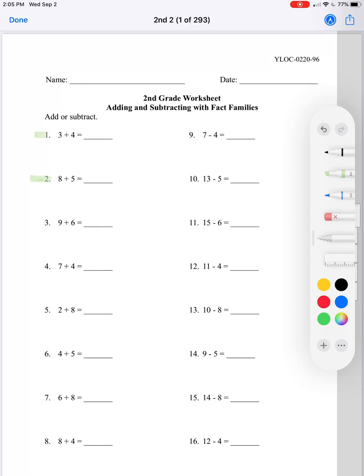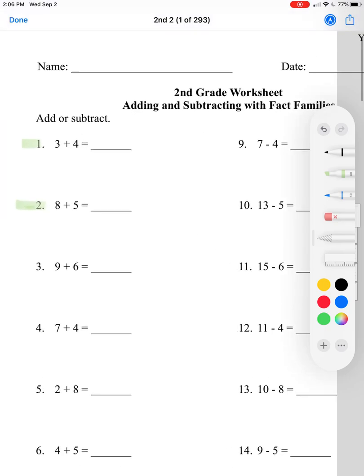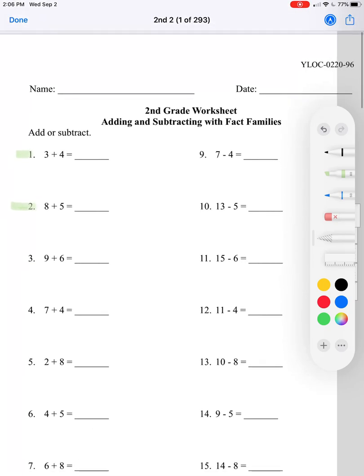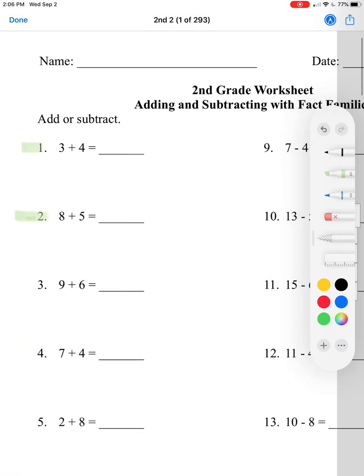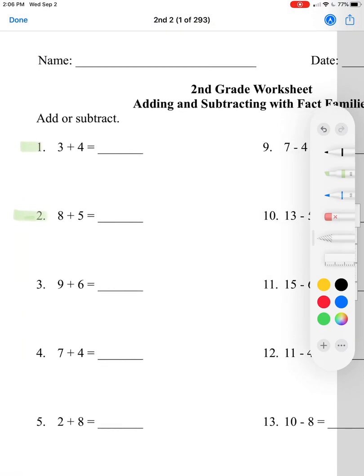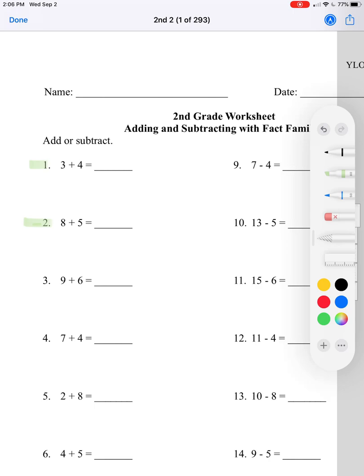We're going to be going over lesson 2 for the second grade. So first we have adding and subtracting with fact families. Number 1, 3 plus 4 equals blank. The questions on the left side are related to the questions on the right side, the ones that are right across from each other. So we're going to be doing number 1 and 9 together.